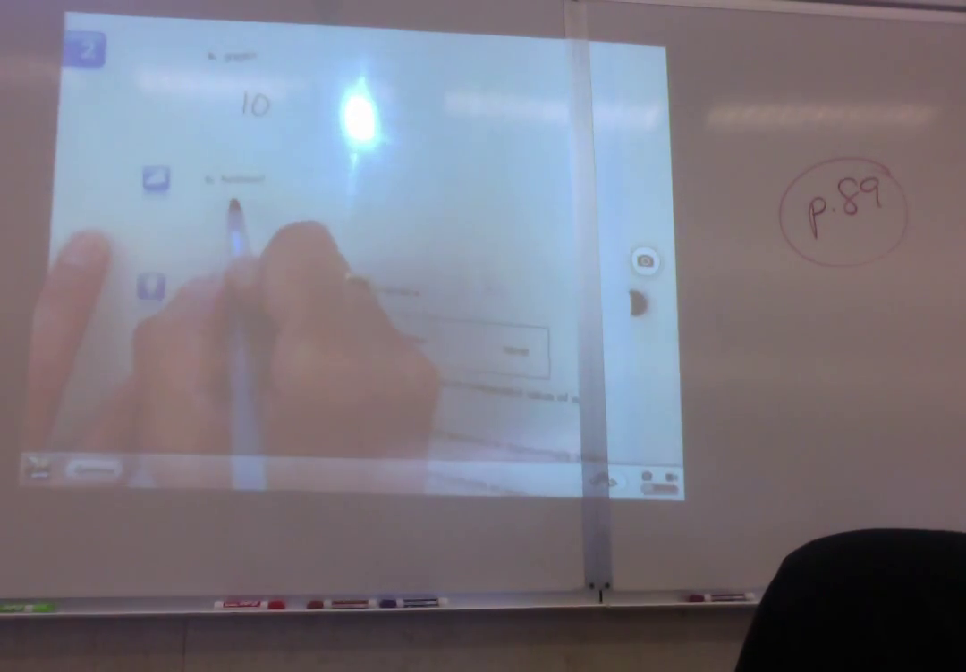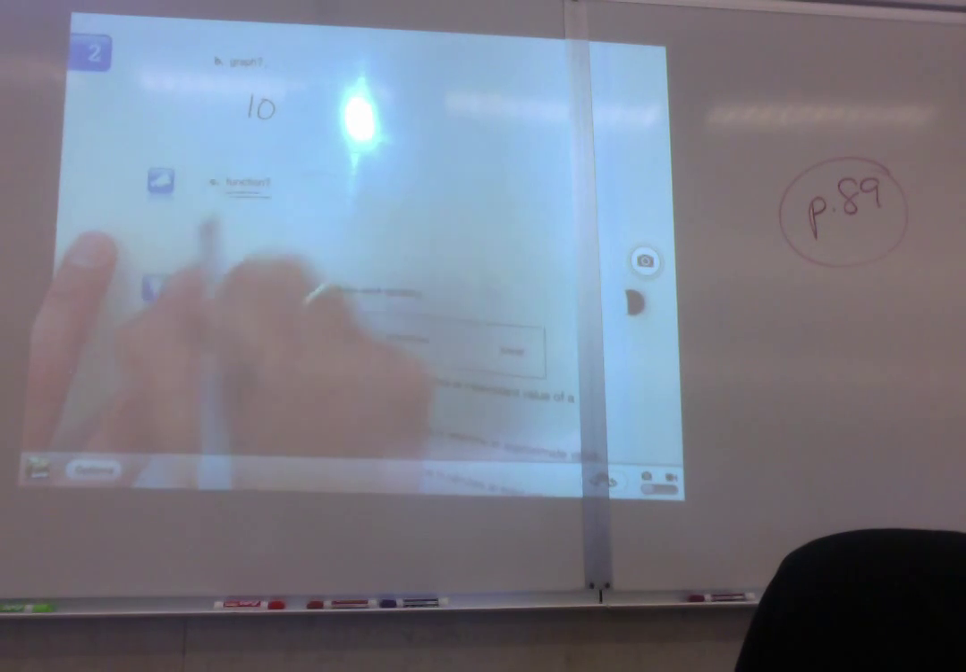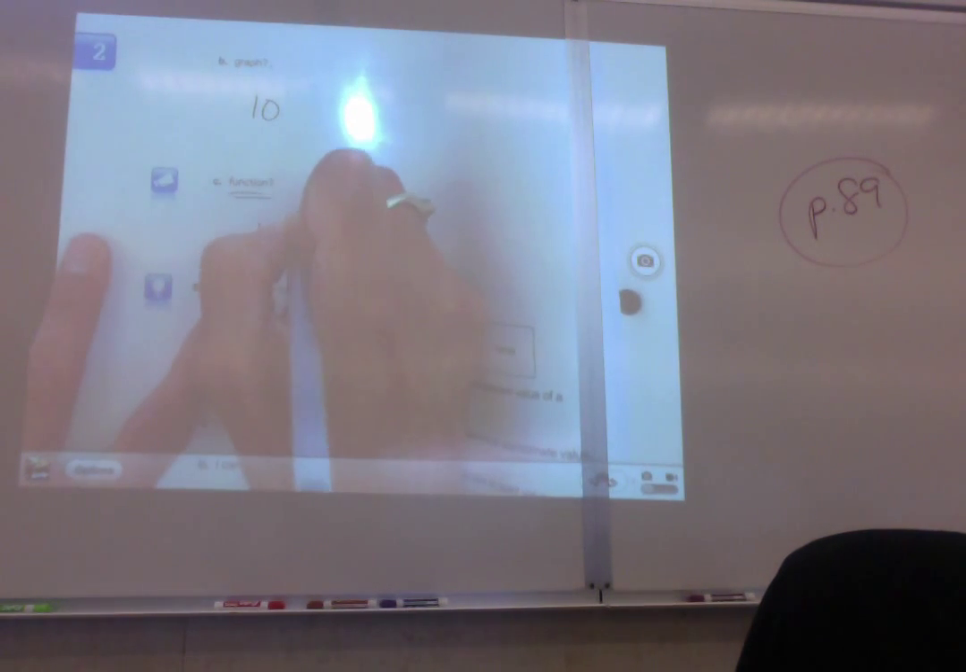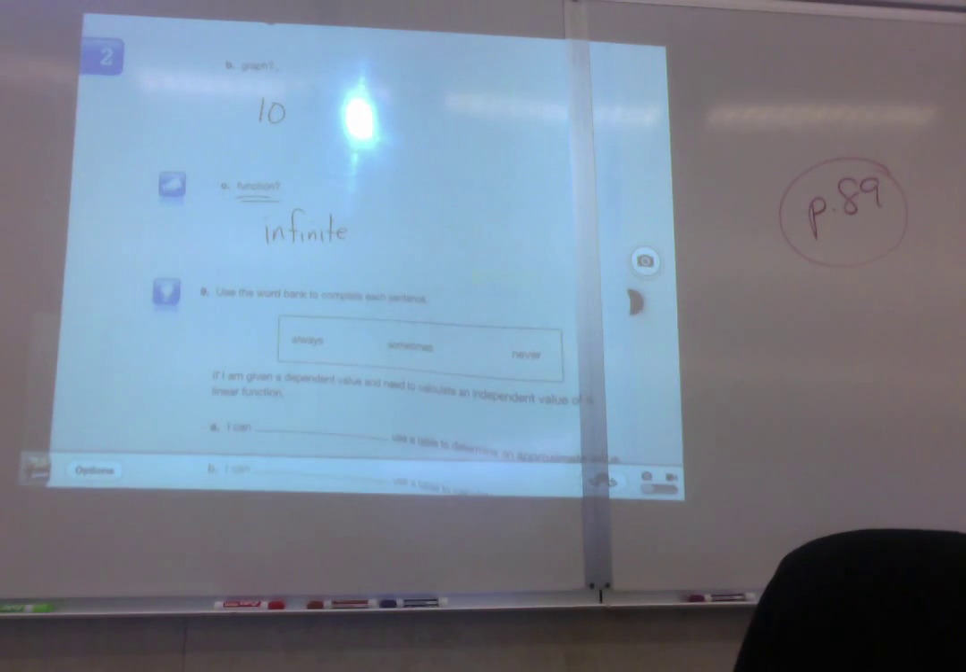How about for the function? Infinite. It goes on, huh? We can, with our calculators, plug in any number. It kind of took some work. It wasn't as easy to see off the bat, but infinite with the function. So 3 different ways.